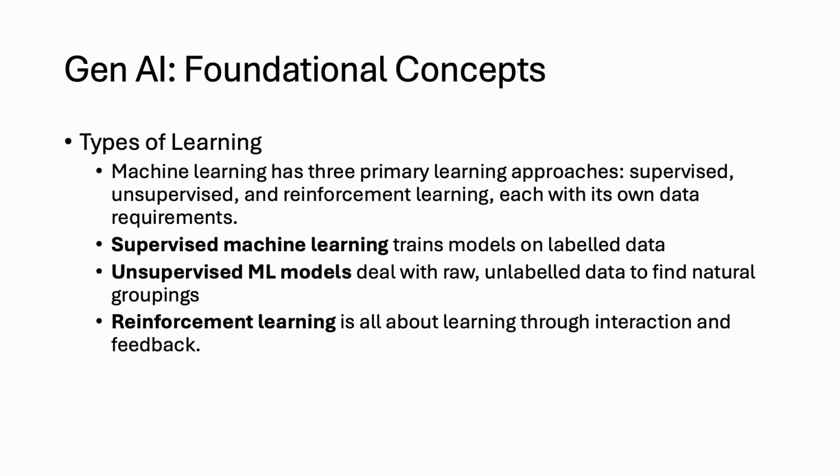So now it's time to explore the types of learning. Machine learning has three primary learning approaches: supervised, unsupervised and reinforcement learning. Supervised machine learning is like training models on labeled data. Unsupervised is like dealing with raw unlabeled data. Reinforcement learning is all about learning through interactions and feedback.